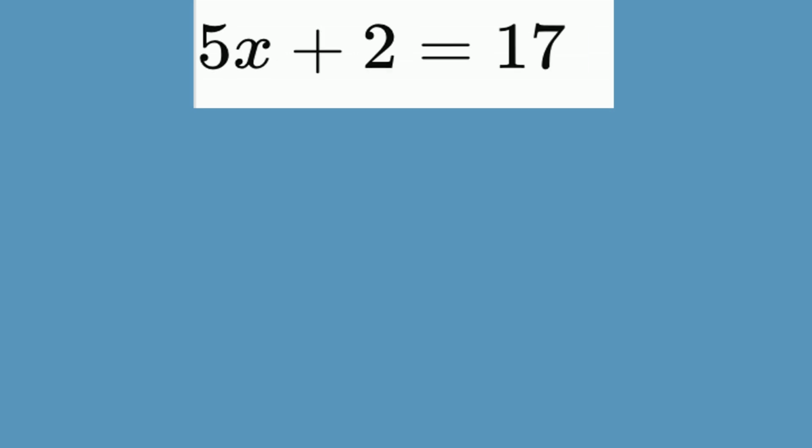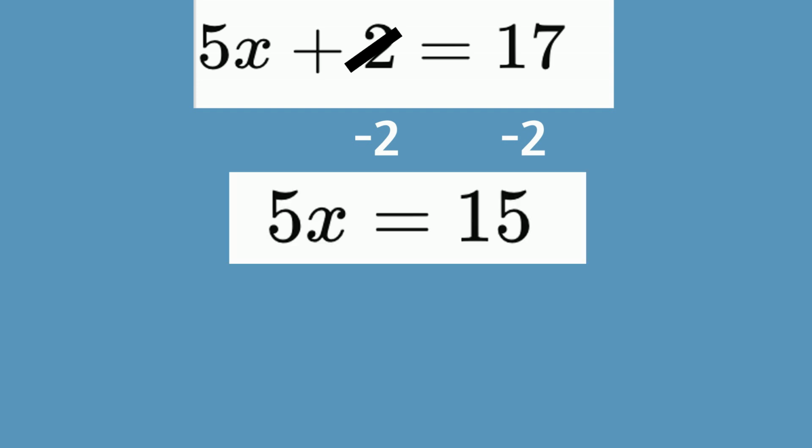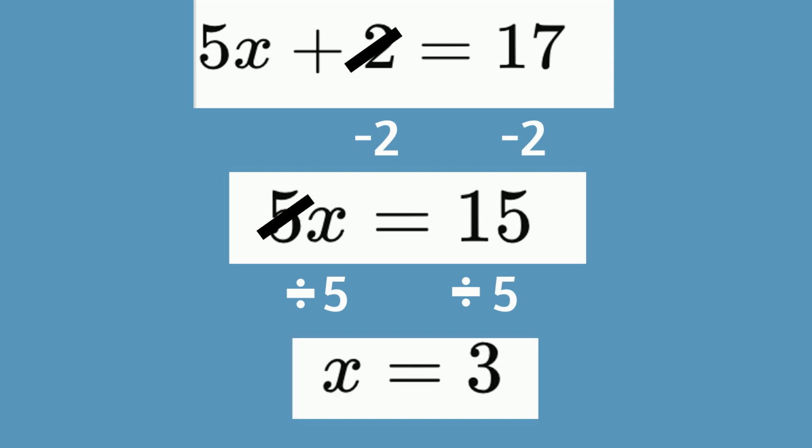In this equation, we start by subtracting 2 from both sides. Now on the left-hand side, we only have 5x left, and on the right-hand side, we have 17 minus 2, which is 15. Next step is to divide both sides by 5. Answer is x equals 3.